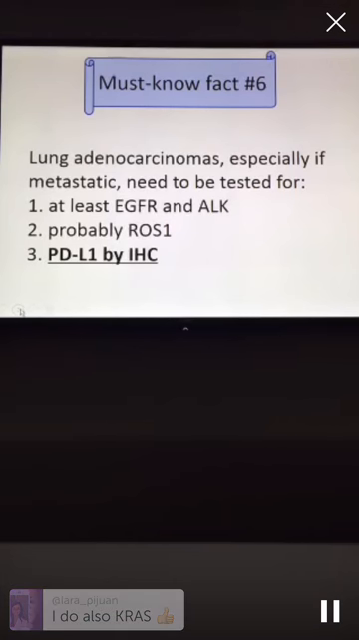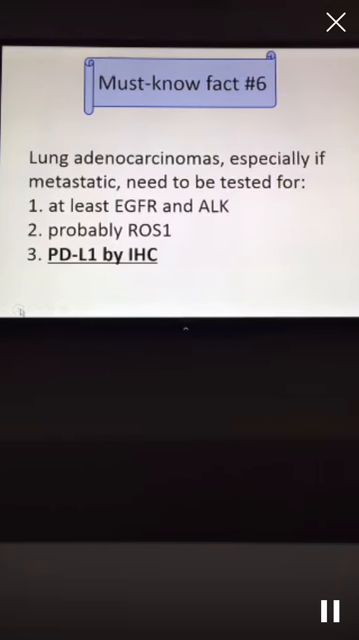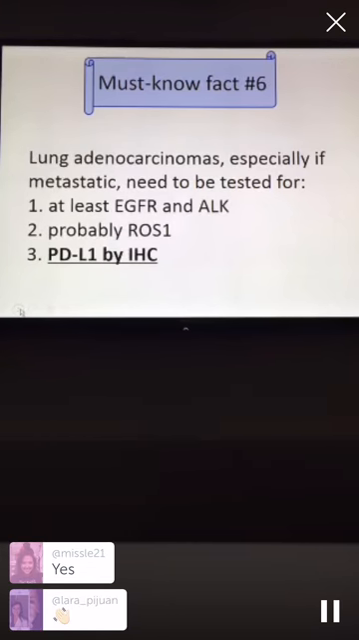And finally, the thing you should know about is PD-L1. Raise your hand, anybody who has heard of PD-L1 before? Let's see. Okay, now raise your hands, those who have not heard of PD-L1 yet. Be honest, nobody can see you.